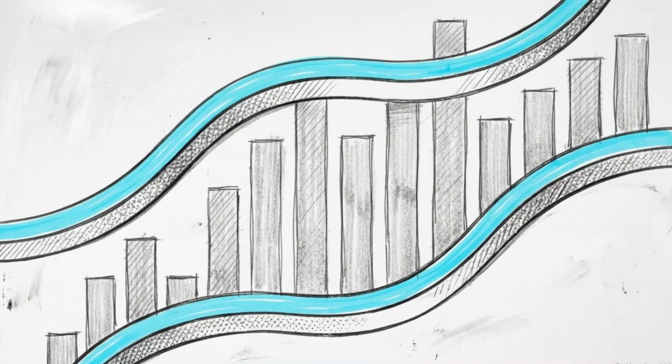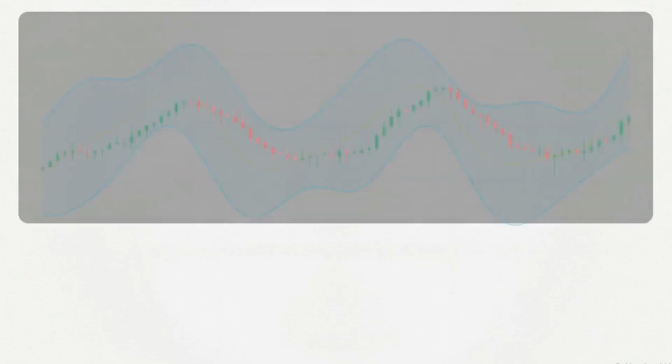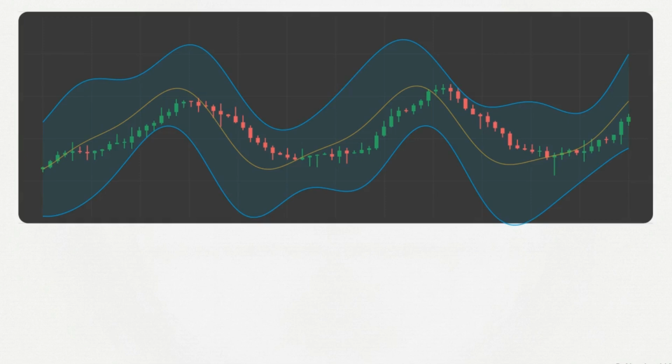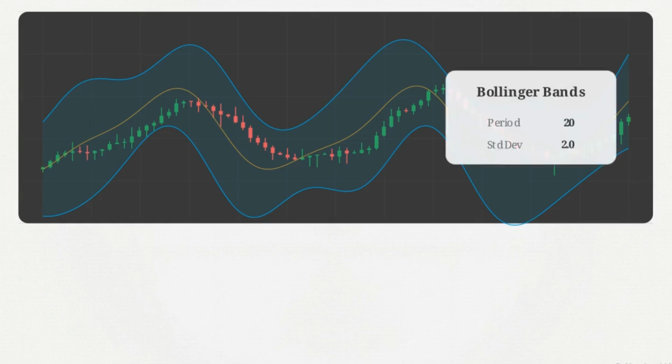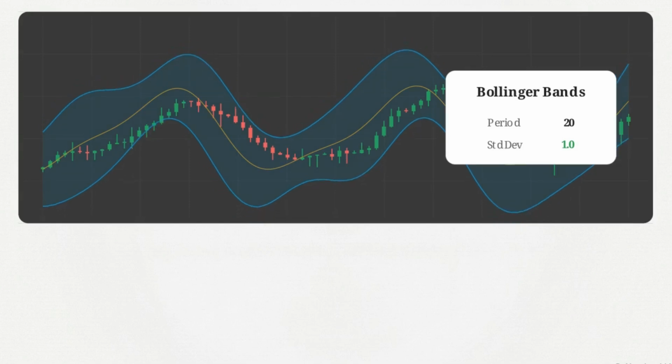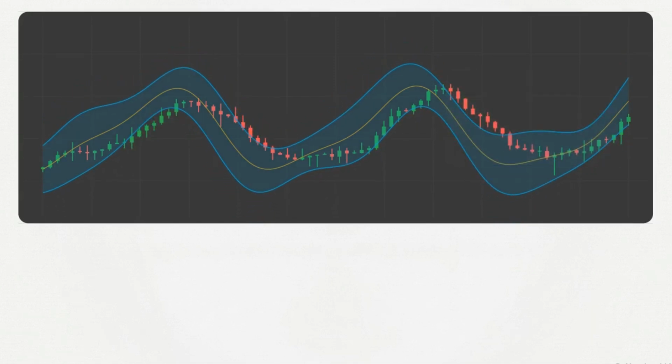Now let's add our indicators. Start by applying Bollinger Bands to your chart. We need to adjust these from their standard configuration. Keep the period at 20, but reduce the standard deviation from 2.0 down to 1.0. Watch how the bands tighten directly around the price action.